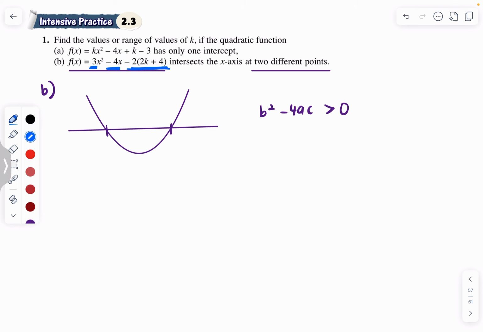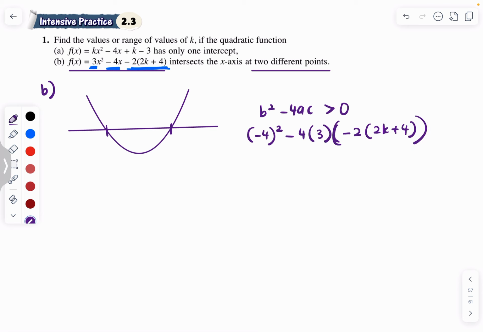Right. So b square would be negative 4 square, minus 4 a c. Okay. So you have to remember that you must take the negative 2 as well. Okay, the negative also comes together with the c. The b is the same, it's negative 4, not just 4.